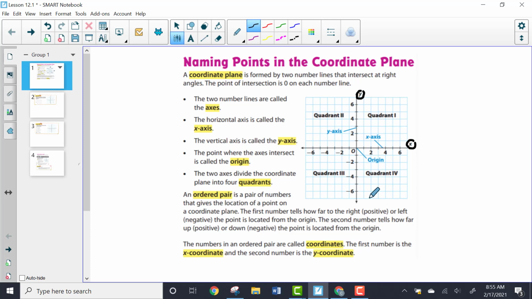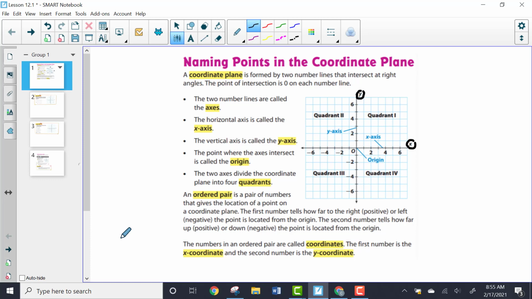Something that you may not know about a coordinate plane, the two axes divide the coordinate plane into 4 quadrants. So you can see quadrant 1 is there on the upper right hand corner, and then it goes counterclockwise, quadrant 2, quadrant 3, quadrant 4. And you can also see that these are labeled with Roman numerals. Okay, so 1, 2, 3, and then the IV represents quadrant 4. So 4 total quadrants.